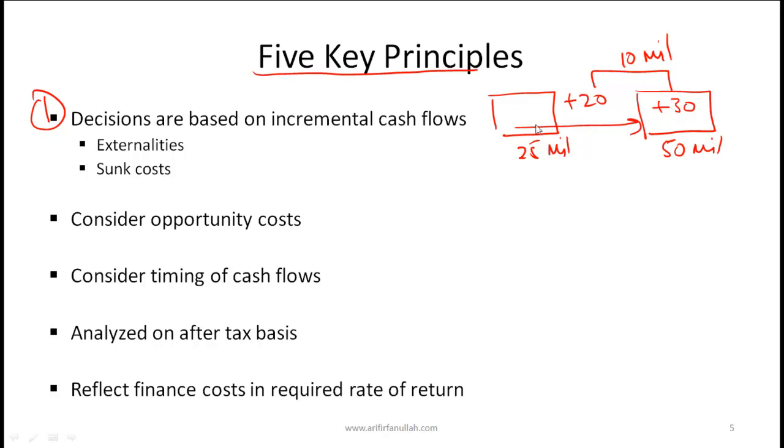The net cash flow that was generated by the old machine is 20. In our analysis we will look at the incremental cash flow, which is 10 million. So this is a very simplistic look. Obviously, if you are looking at a complex project where you need to compare several line items, for every line item you need to look at the incremental cash flow, not the total cash flow.